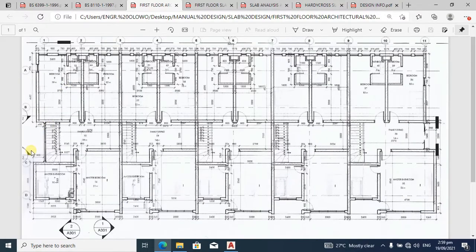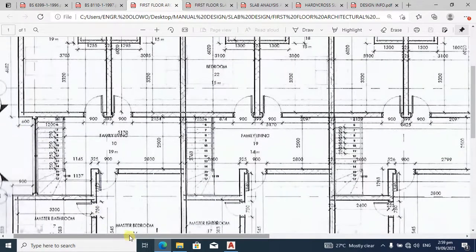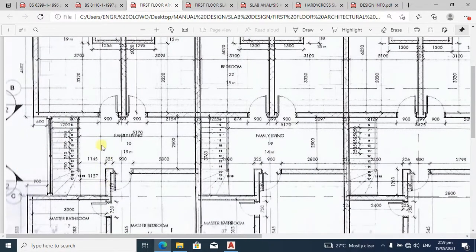This is the architectural plan, and panel 4 was extracted from this area. Remember, panel 4 is around B prime to C. This is C. C is along this line, can you see? And B prime is along this line. This is B, so this is B prime. That means panel 4 is within this line and this line.